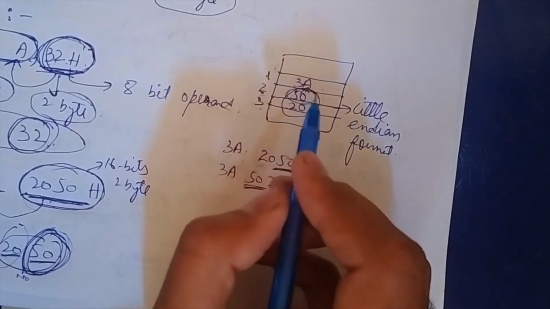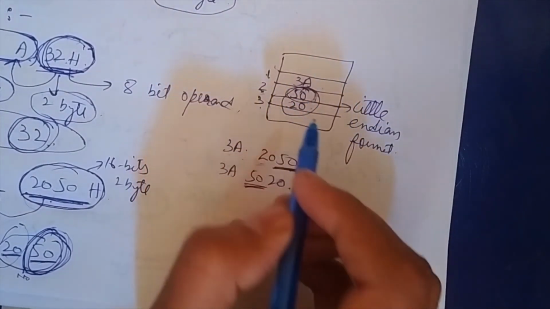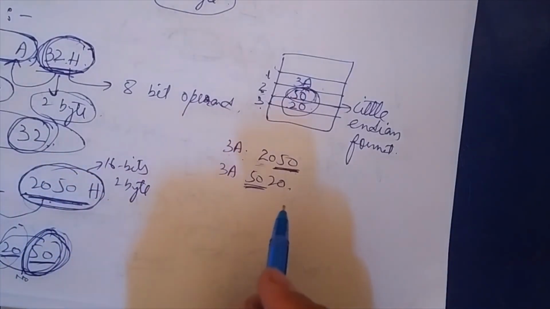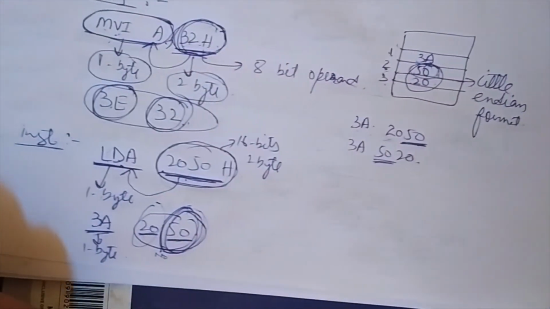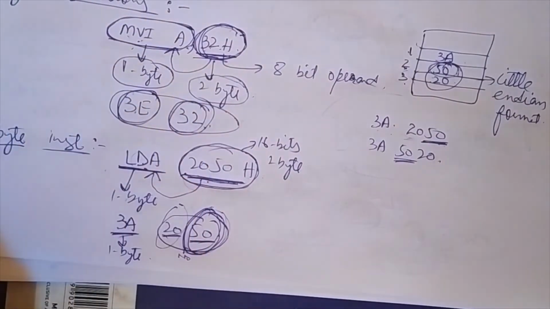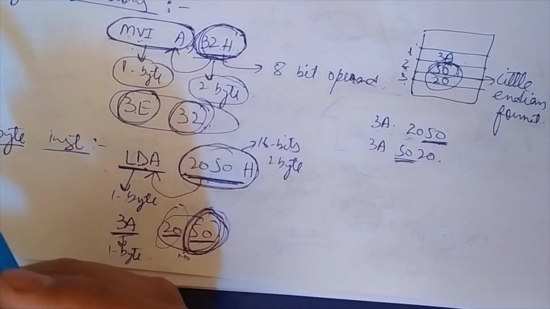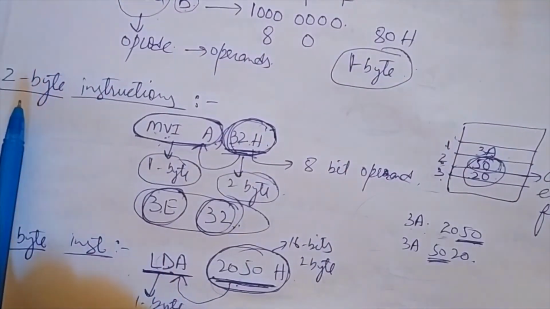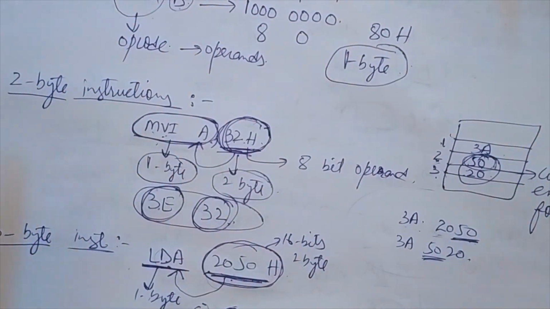And the opposite of this is big endian. In big endian representation, the most significant byte is stored at the lowest address and the least significant byte is stored at the highest address. Okay. So this was the 3-byte instruction. And this was all about the different types of instructions in the microprocessor 8085 based on the size of instruction. So we have 1-byte instructions, 2-byte instructions, and 3-byte instructions.